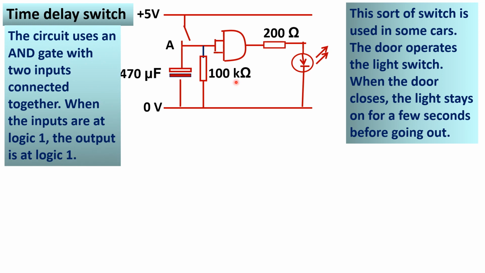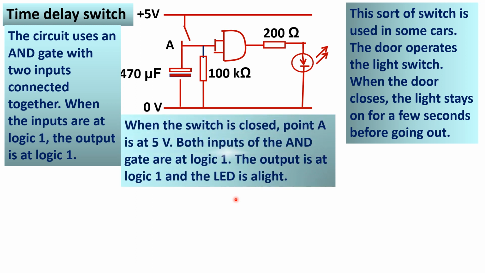As can be seen in the diagram, this circuit uses an AND gate. That's the symbol for an AND gate. Notice that there are two input terminals connected to just one terminal divided into two. These two inputs are connected together. So when the inputs are at logic 1, we'll have an output that is at logic 1.